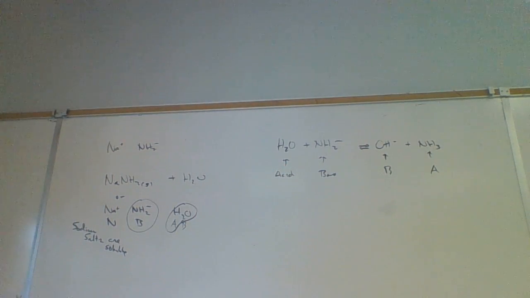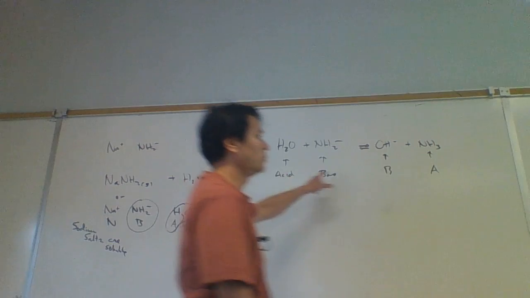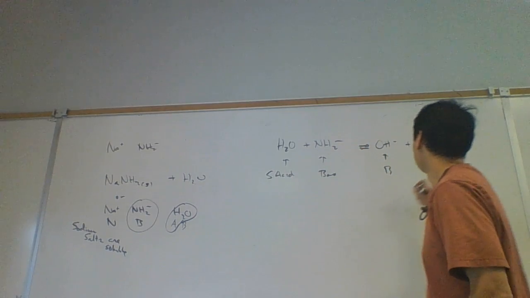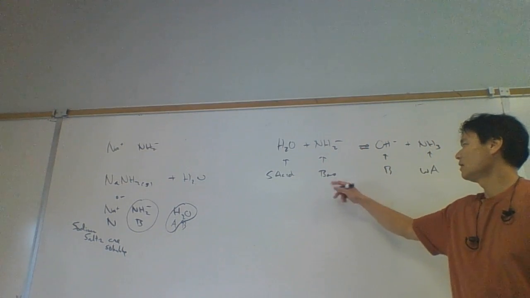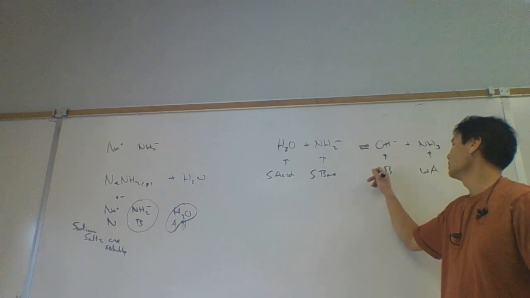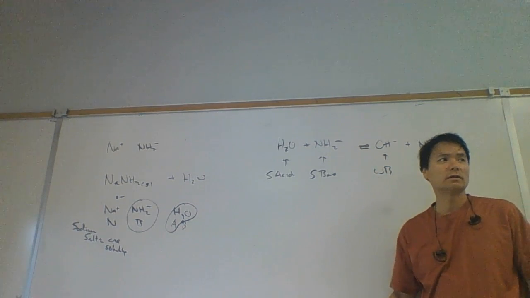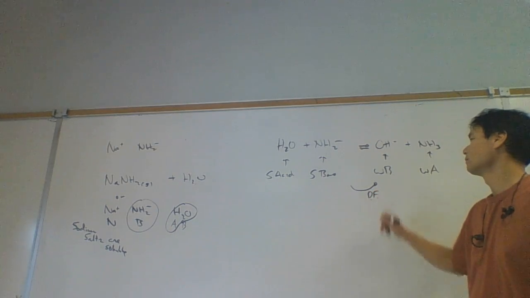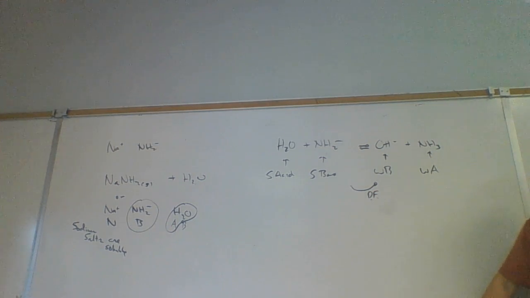All right, now let's compare. Which one is a stronger acid? Water or ammonia? Water. Water is a stronger acid. Ammonia is weaker. That means the bases must fall the other way: amide's got to be a stronger base than hydroxide, and that's correct. And so we have driving force here, so we expect it to react.